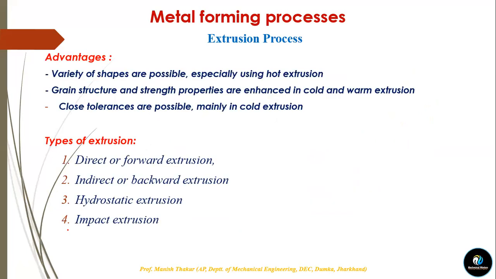Okay, look at the slide here. What are the advantages here? A variety of shapes are possible, right? Especially using the hot extrusion process, because what is the advantage of the hot extrusion process? In the hot extrusion process, it is done above what? Recrystallization temperature, that is, 0.5 times TM to 0.75 times the melting point temperature. That is the sigma flow stress, right?